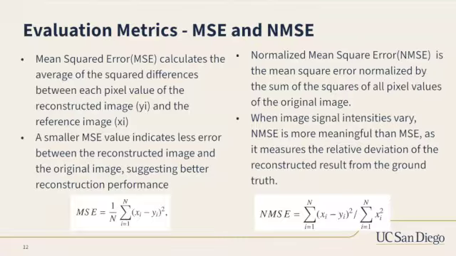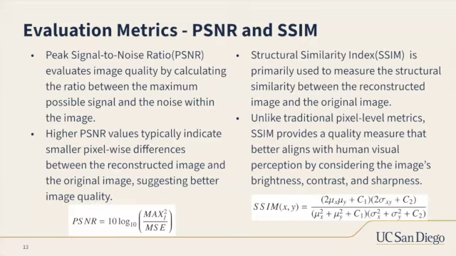Besides the error-based metrics, we also evaluate visual quality using PSNR and SSIM. PSNR measures the ratio between the signal and noise. A higher PSNR means fewer pixel-level differences and a cleaner reconstruction. The SSIM measures the structural similarity between two images. It considers brightness, contrast, and sharpness, and is closer to human visual perception than simple pixel errors.